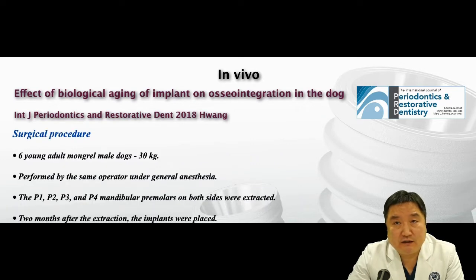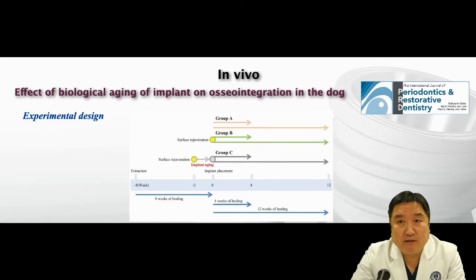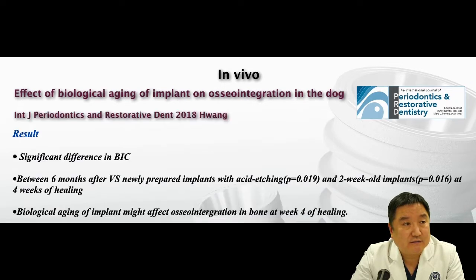Six young dogs were used in this experiment, and the mandibular premolars on both sides were extracted, and 2 months after the extraction, the implants were placed. This timetable shows the intervals, which were 0, 2 weeks, and 6 months since manufacturing of the implant, and we measured the BIC, bone-to-implant contact, at 4 and 12 weeks after implant installation.